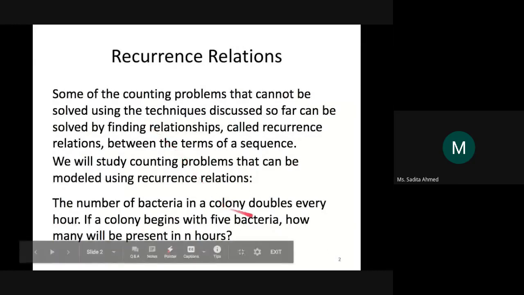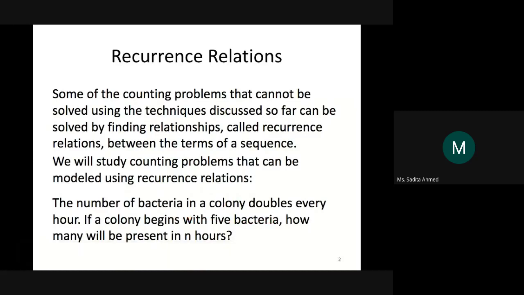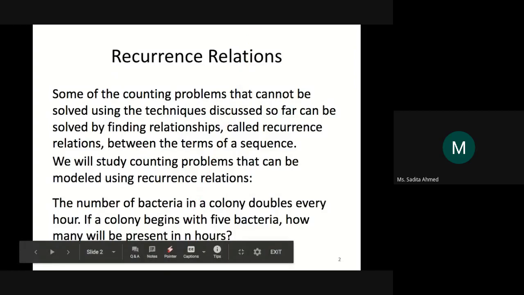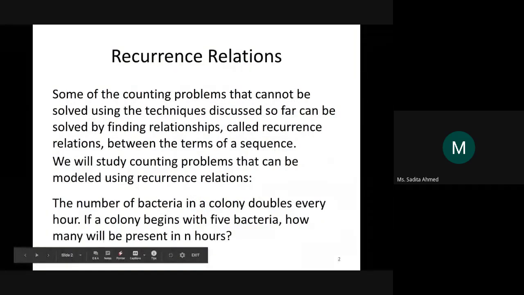You're saying 5 into 2 to the power of n because every time we are multiplying by 2. So that's why. However, remember, we're trying to count this using recursion. We are trying to use a recurrence relation. However, the solution that you're talking about doesn't use recursion.